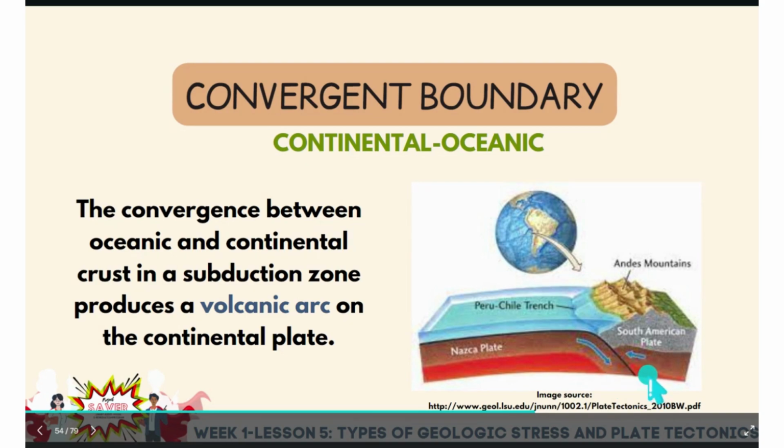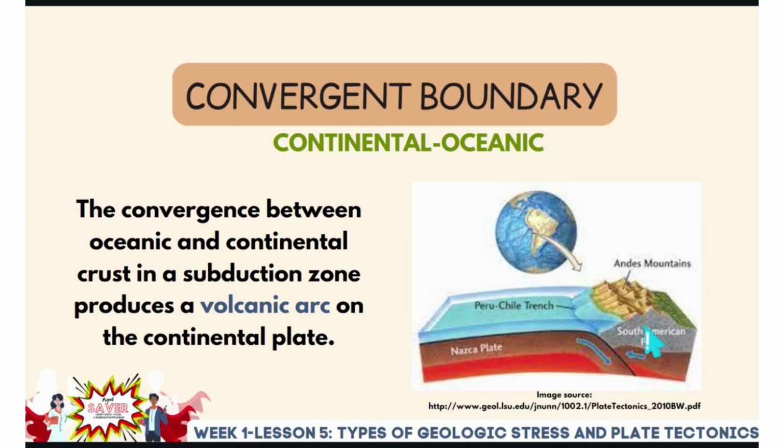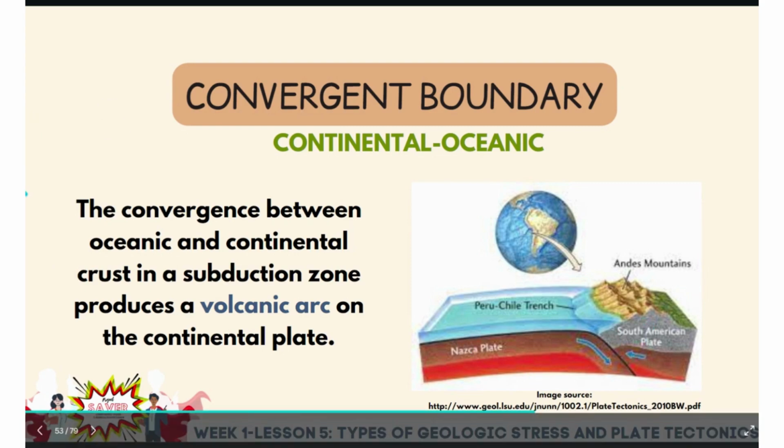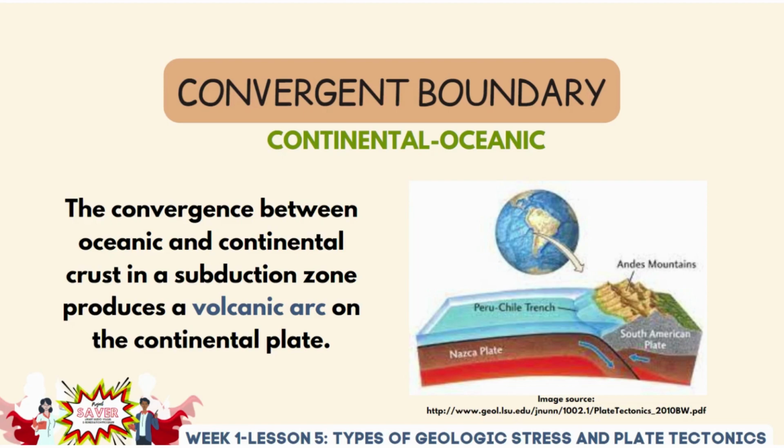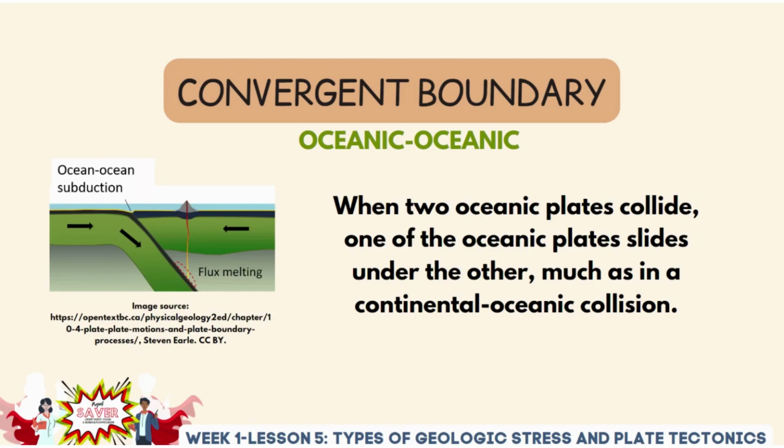This can cause magma to be formed and rise up in these formed mountains. And these mountains can become volcanoes. At kapag magkakatabi o sunod-sunod ang mga volcanoes, we call that a volcanic arc. Another type of convergent boundary is the oceanic to oceanic convergent boundary.